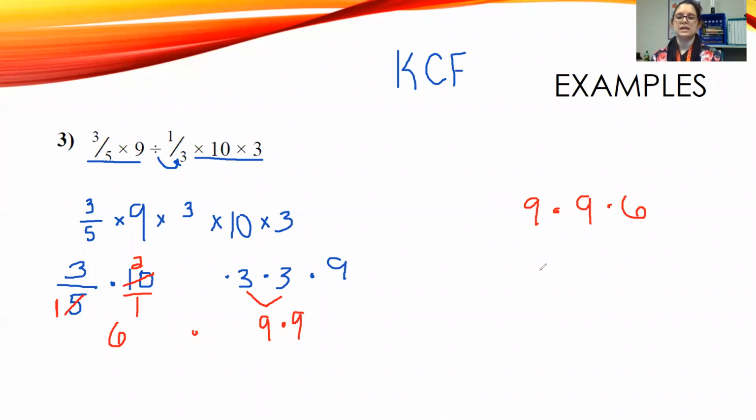Okay, so 9 times 9 is 81 times my 6. 6 times 81, 6 times 1 is 6, 6 times 8 is 48. So my answer is 486. Okay, so that's the commutative property. It allows us to move our multiplication around as long as we're only multiplying. But if we know how to change multiplication into division into multiplication, we can take care of it then.